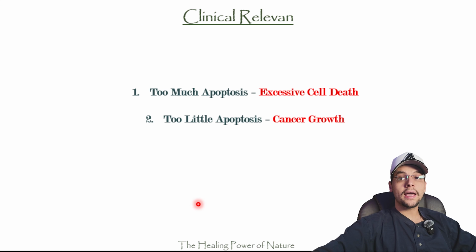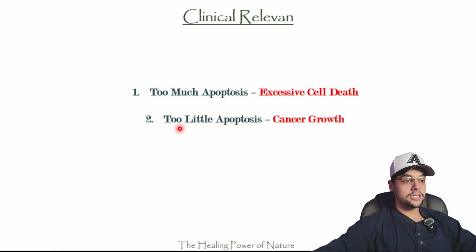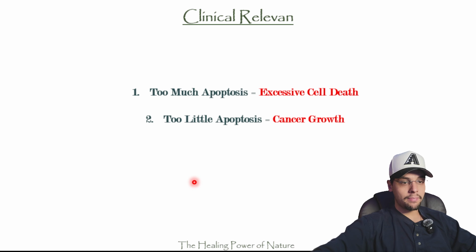Or too little apoptosis equals cancer growth. So BCL2 overexpression in follicular lymphoma. BCL2 prevents apoptosis, leading to uncontrolled B cell survival and lymphoma. Or also HPV E6 and E7 proteins. HPV suppresses p53, the molecular policeman, blocking apoptosis, leading to viral persistence and cancer risk.